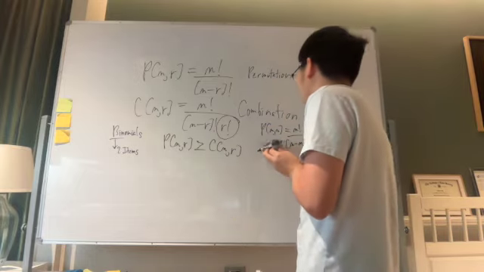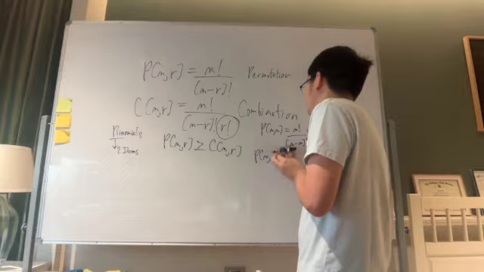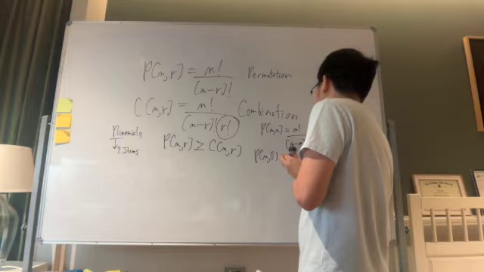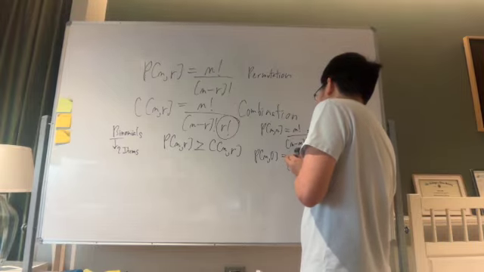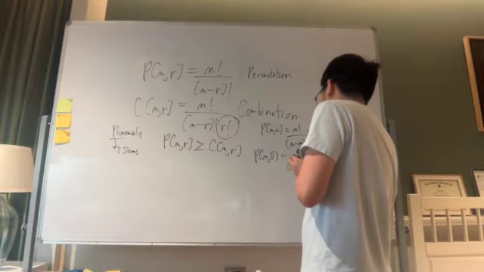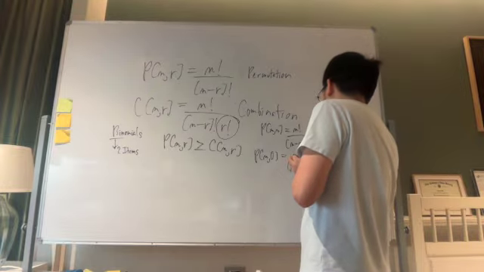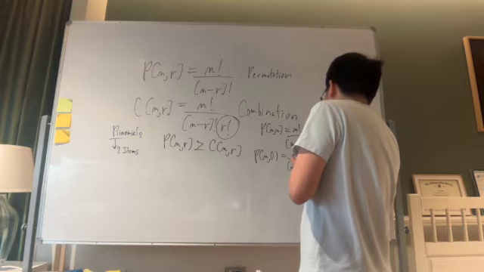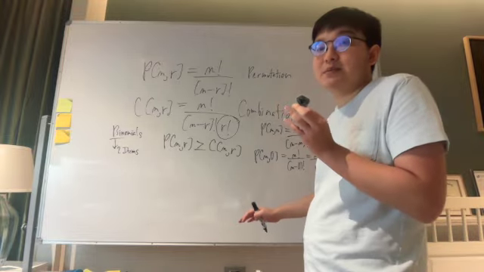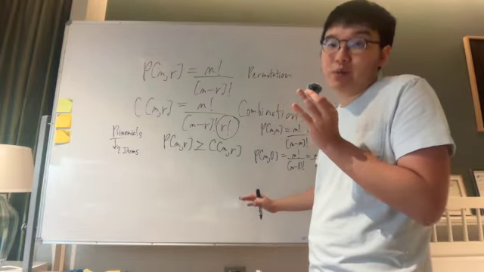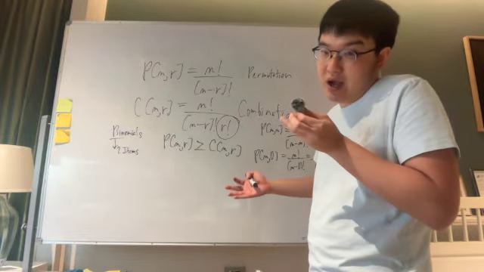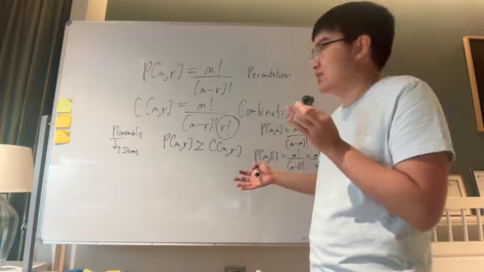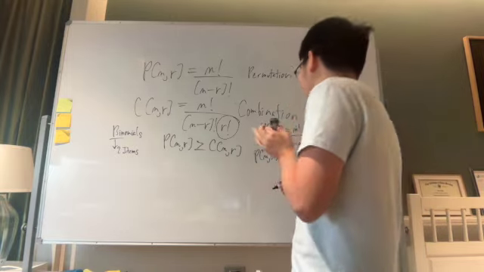Everyone's happy. Let's do P of n comma 0 now. N factorial over n minus 0 factorial. This is n factorial over n factorial. This equals 1. This makes sense because there is only one way to permute 0 items. You absolutely do nothing. So that makes sense, and we're happy here as well.